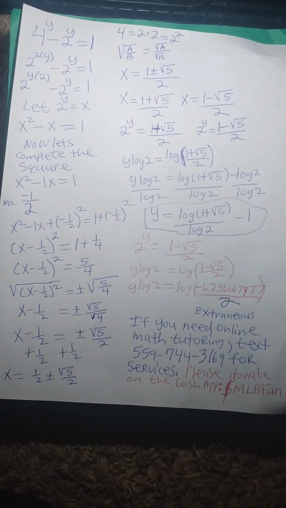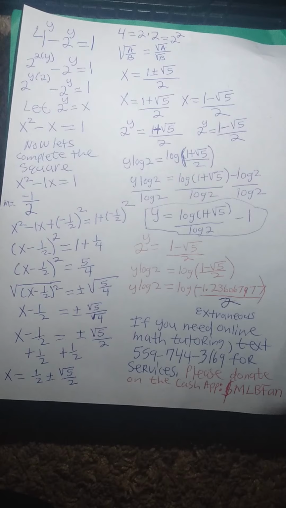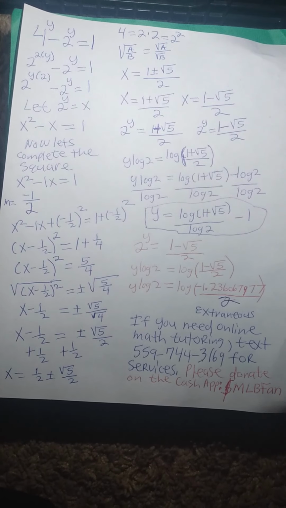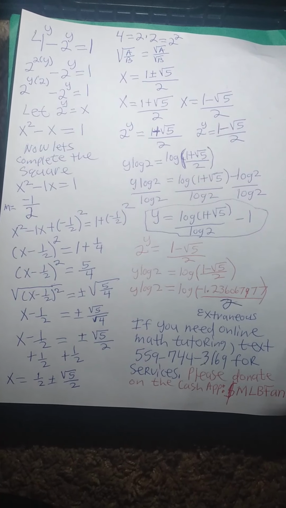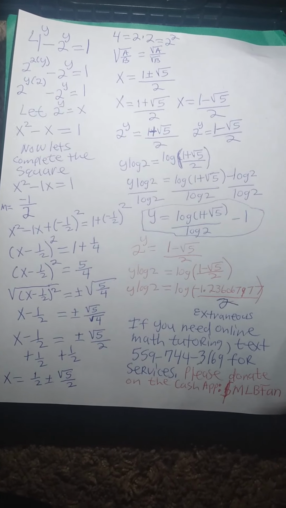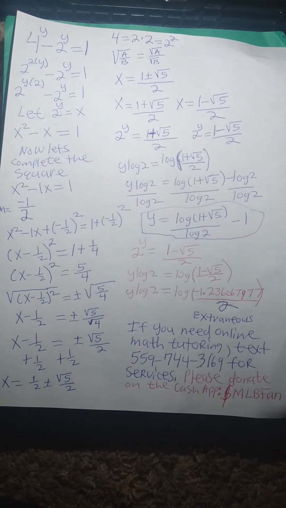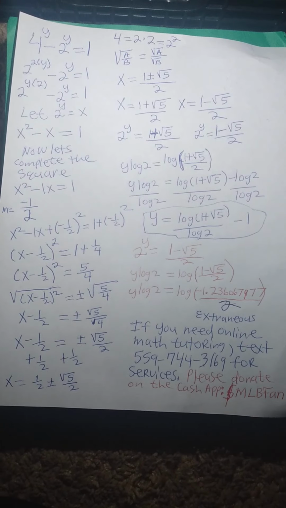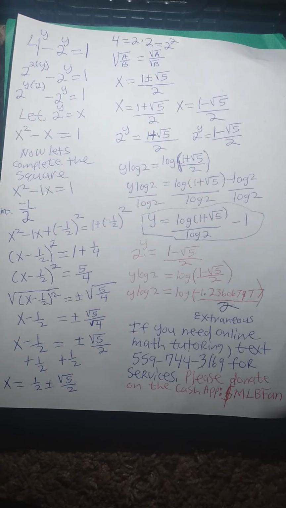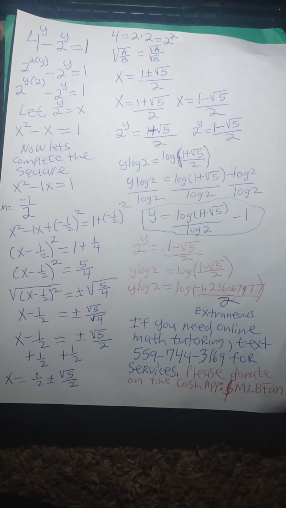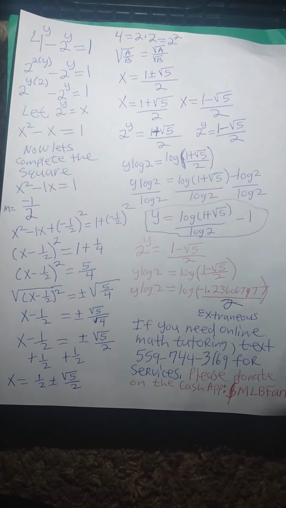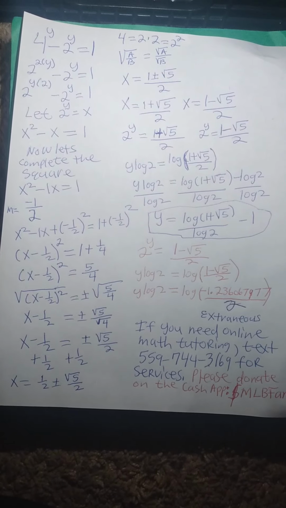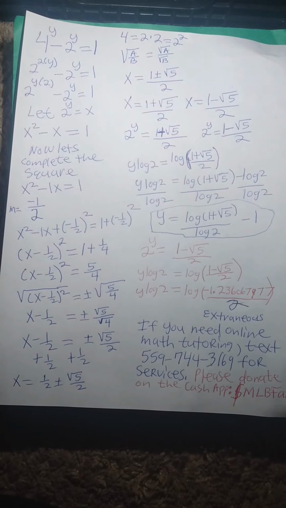So now we want to rotate the power, so we will have 2 to the power of y times 2 minus 2 to the power of y is equal to 1. Now let's substitute 2 to the power of y with x. So now that will leave us with the equation x to the power of 2 minus x equal to 1. Now let's complete the square.